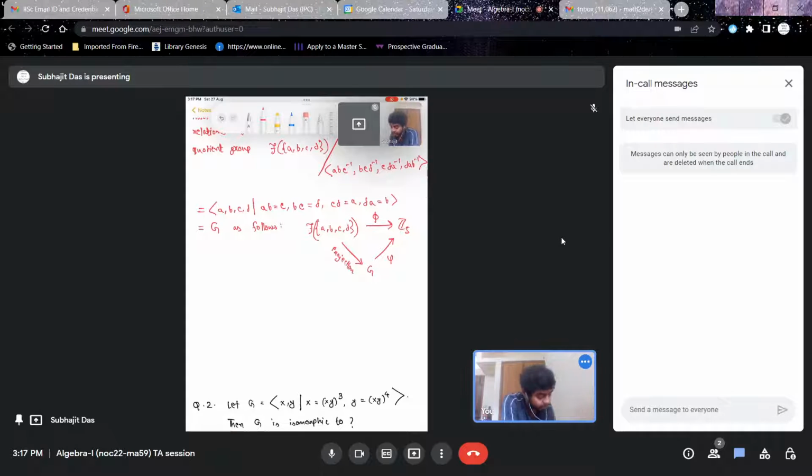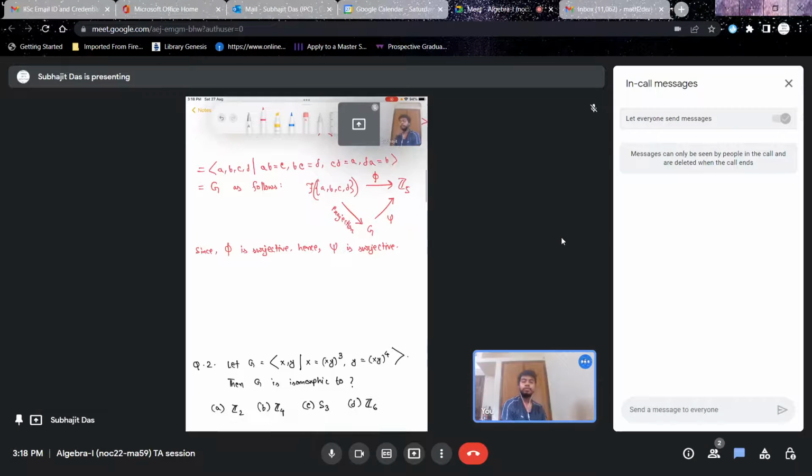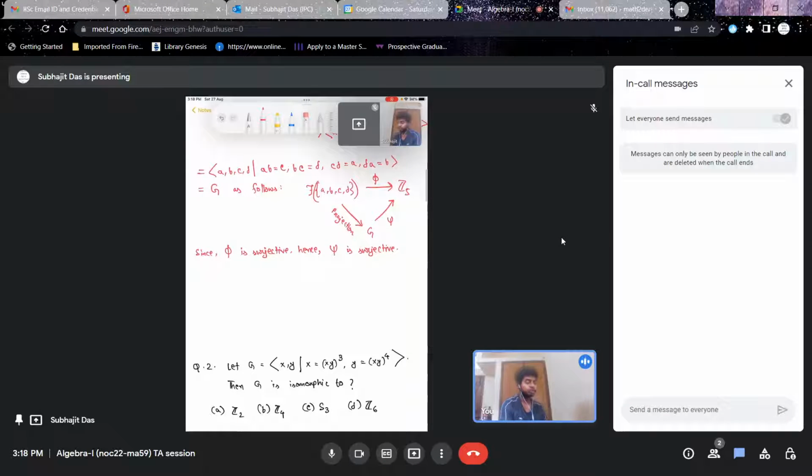Now the point is, since phi is surjective, hence psi is surjective, right? That's a simple set theoretic statement, very simple to check. Indeed, if psi cannot map onto all elements of Z5, phi won't be able to, right? Because phi is psi composed with the projection, right? So since phi is surjective, psi is surjective. So what we have here is a surjective group homomorphism from G onto Z5, right?